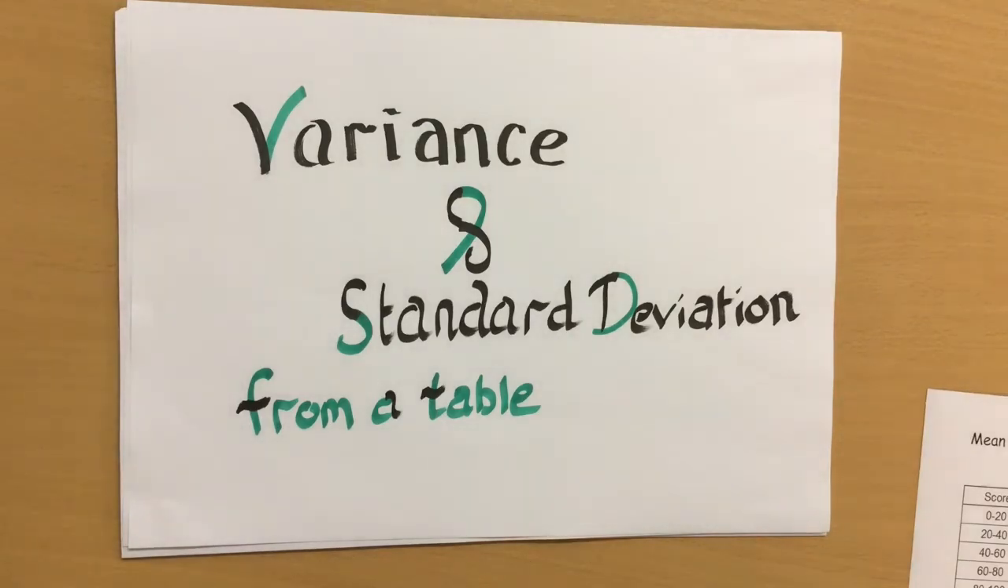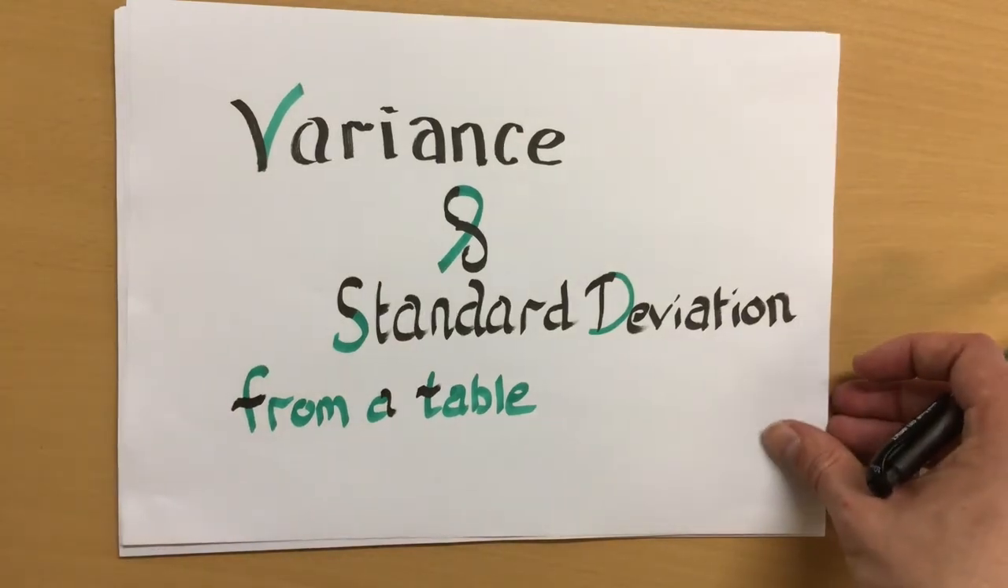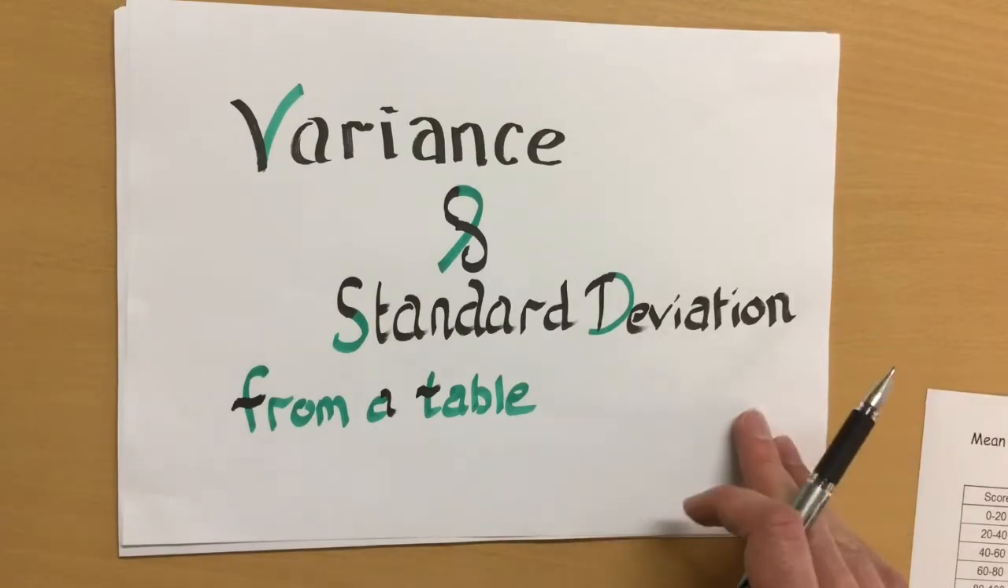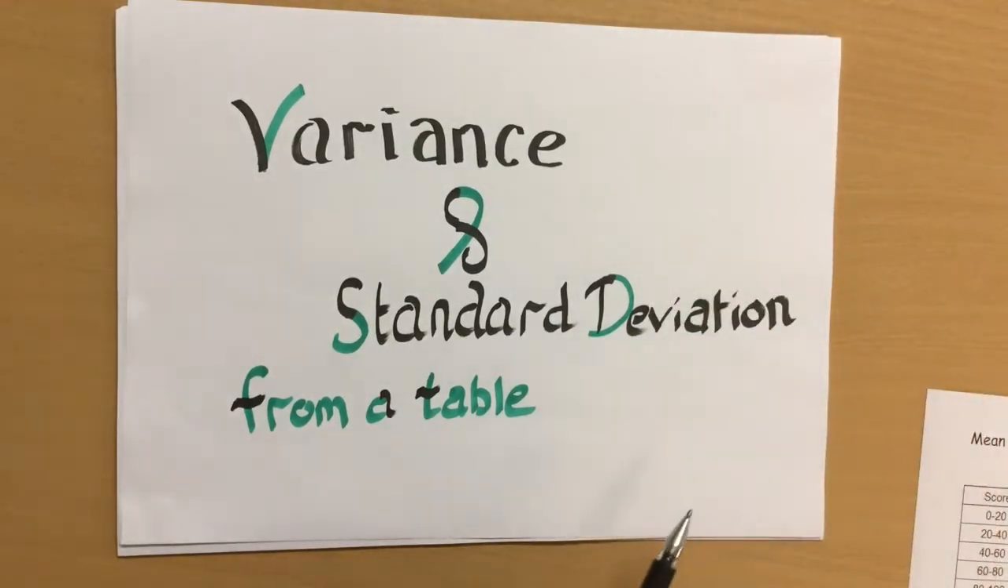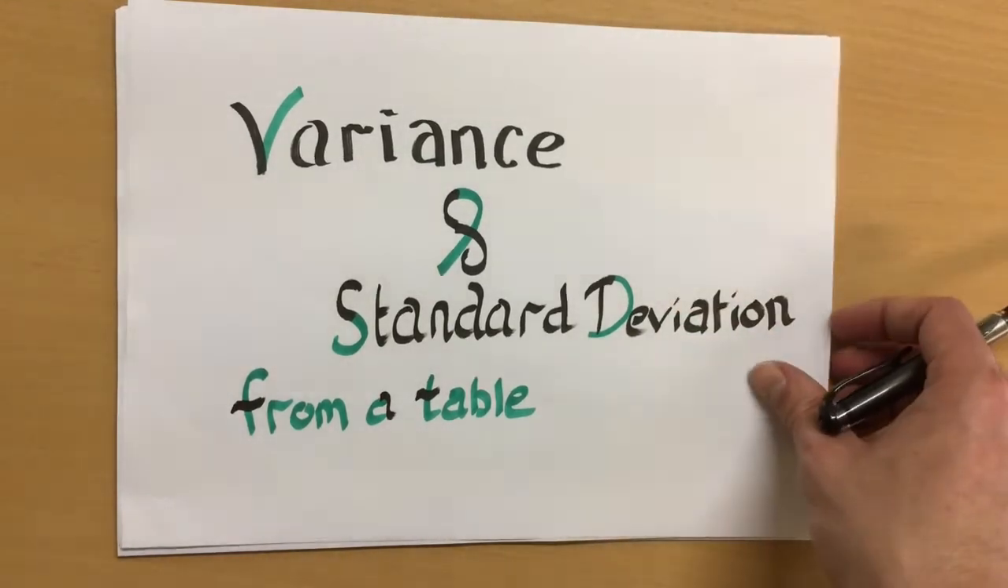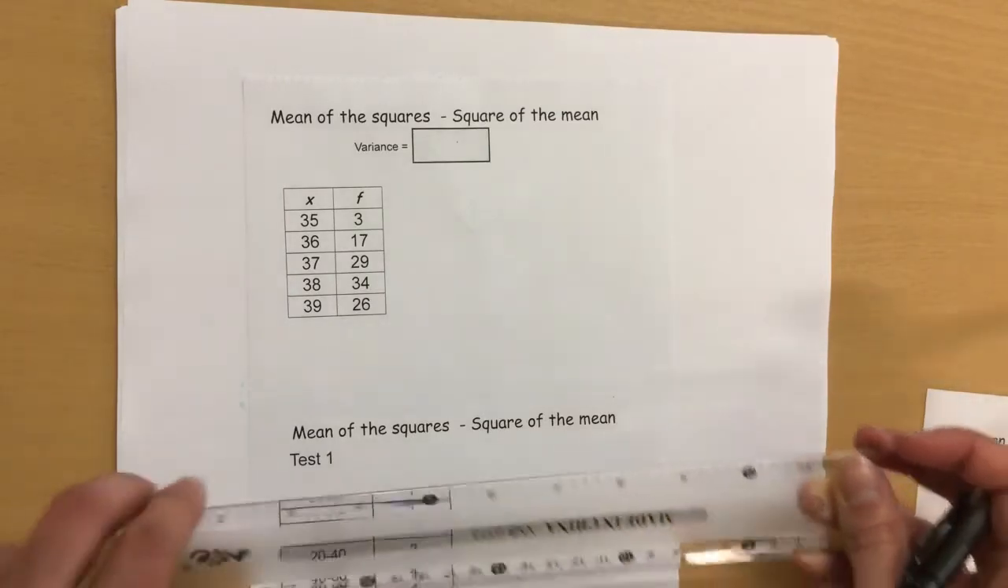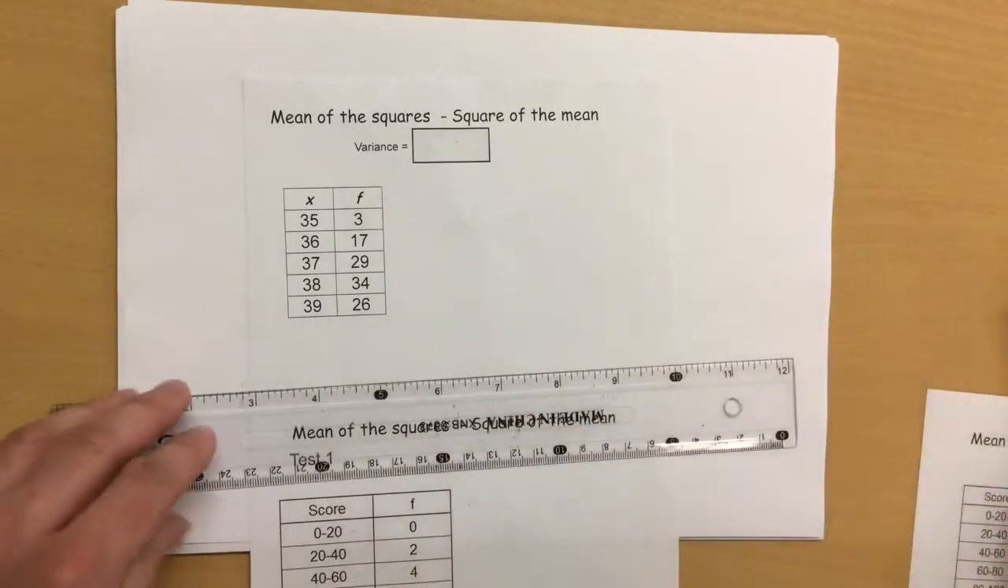Today, we're going to have a quick look at how to work out the variance and standard deviation from a table. To do this, you first should be quite comfortable finding the variance and standard deviation from a normal set of data. Okay, here's our first table. You may want to pause and copy this down for notes.